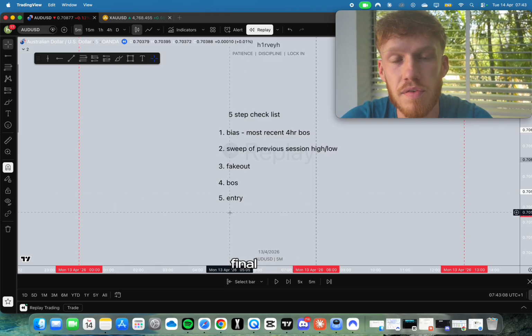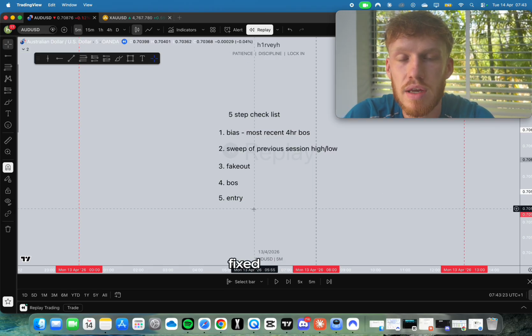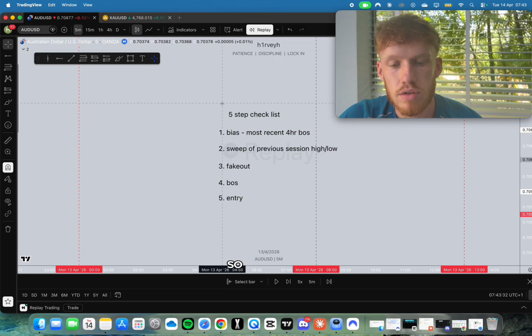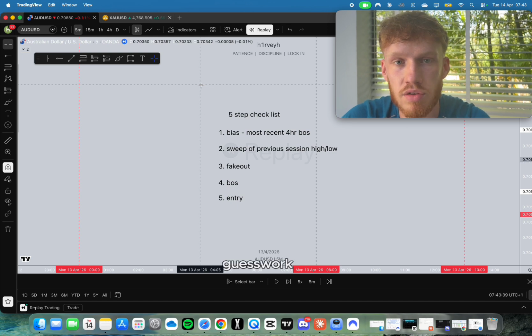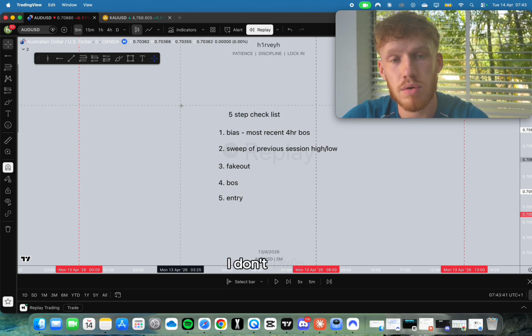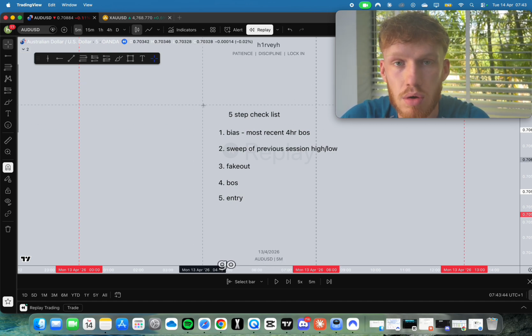And then the 5th and the final step is the entry. I use the fixed entry. I use a fib level, which means that I use the same entry every single day. So that's the 5-step checklist that I use every single day coming into the market to avoid any guesswork. If I miss one of these, I don't trade. Simple as that. So now I'll go through the trade.